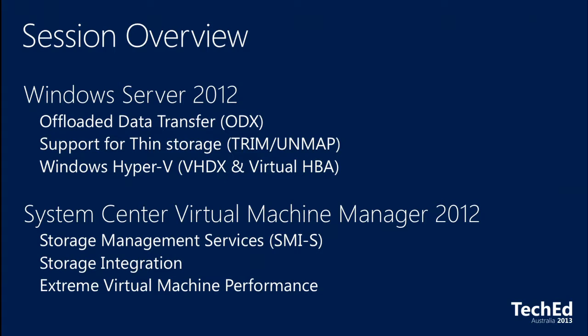Thin is obviously a very big topic on the storage layer, driving efficiency in storage environments, so reducing the amount of storage consumption. So we're going to talk specifically about trim and unmap. So these are new technologies in the Server 2012 layer that can actually reclaim storage dynamically, which is pretty cool stuff. On the Hyper-V side, how these technologies integrate with Hyper-V outside of, obviously, Server 2012 with VHDX. And virtual HBAs with virtual fiber channels. So some cool stuff there.